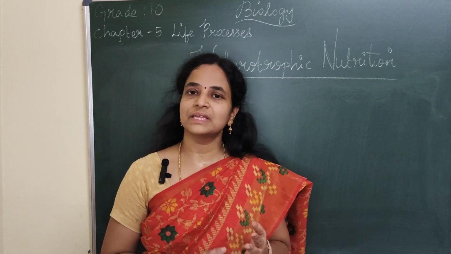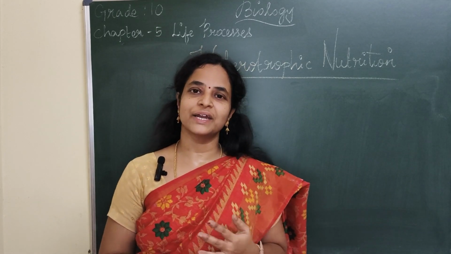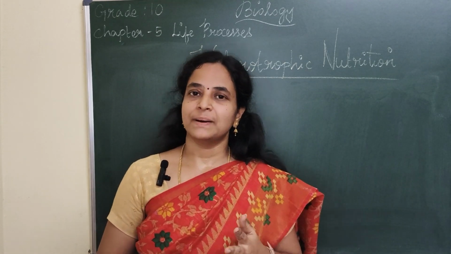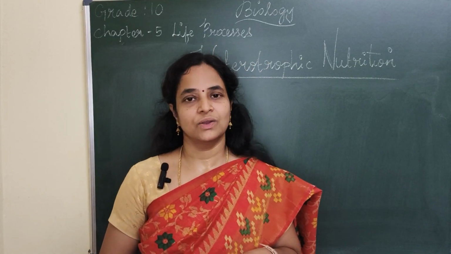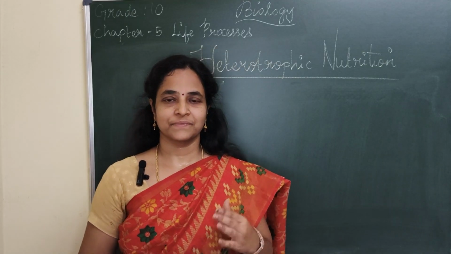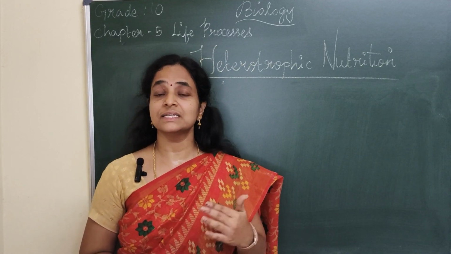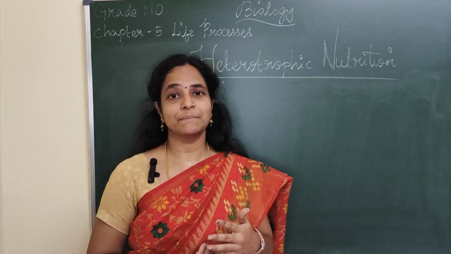A small summarization of today's topic. We started with the heterotrophic mode of nutrition. Under heterotrophic, we have 5 forms: parasitic, saprophytic, symbiotic, insectivorous and holozoic. Under parasitic, we have ecto and endoparasites. We also have certain plant parasites.